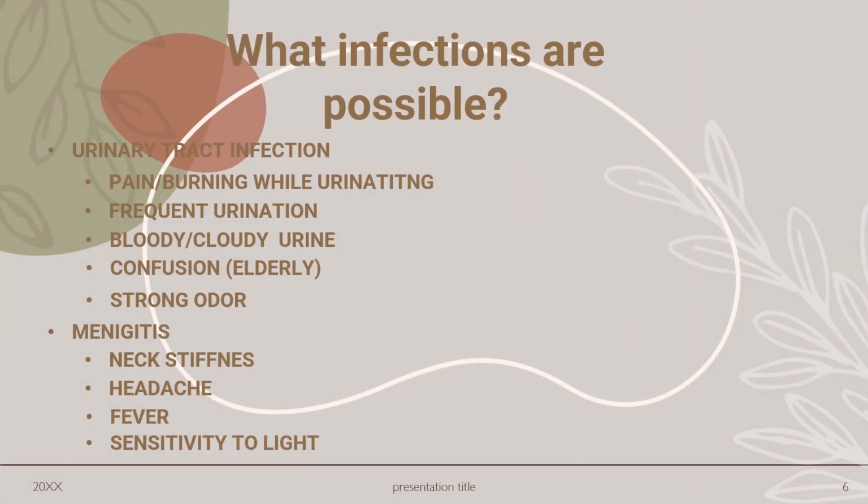Another possible infection would be a urinary tract infection. Some symptoms that go along with that would be pain and burning while urinating, frequent urination. You can have cloudy urine or blood-tinged urine. I know specifically in the elderly, confusion is another symptom, and you can have a strong odor from your urine. Another infection, which is quite rare but deadly, would be bacterial meningitis, and those symptoms include neck stiffness, headache, fever, and sensitivity to light.